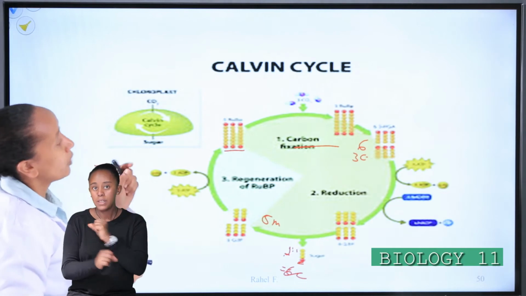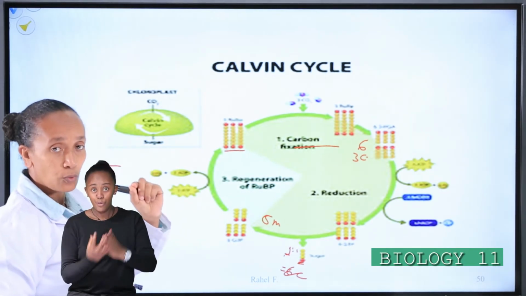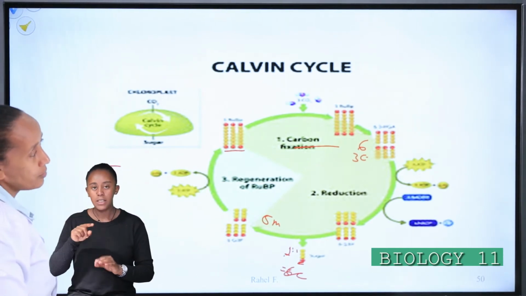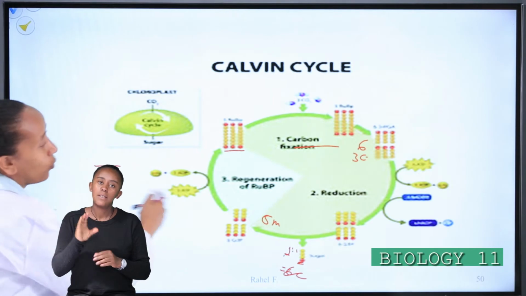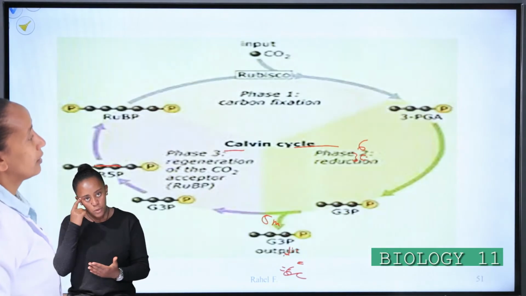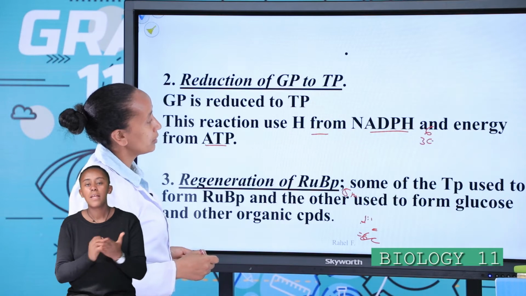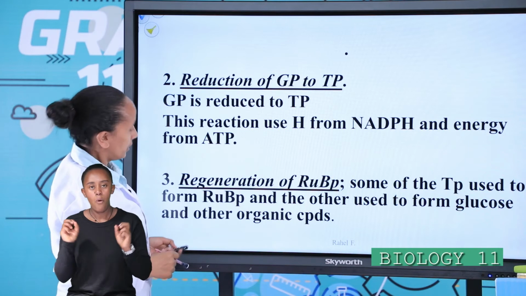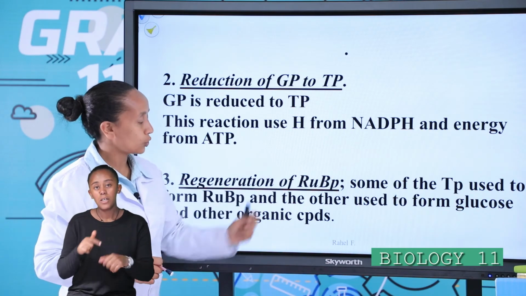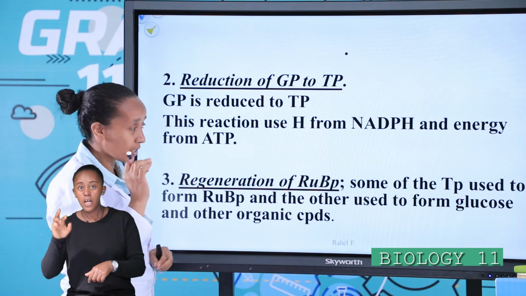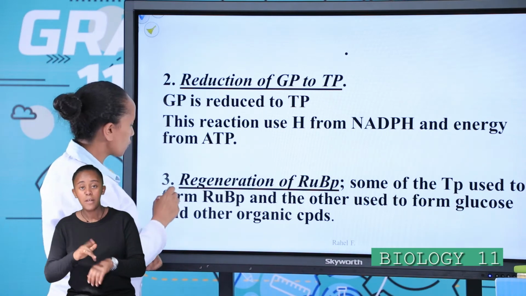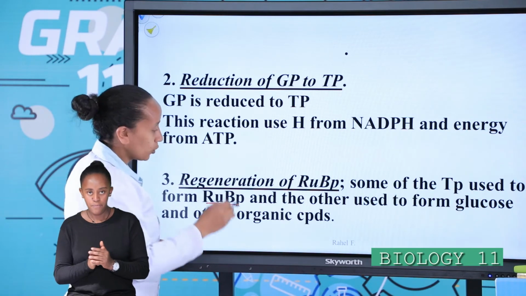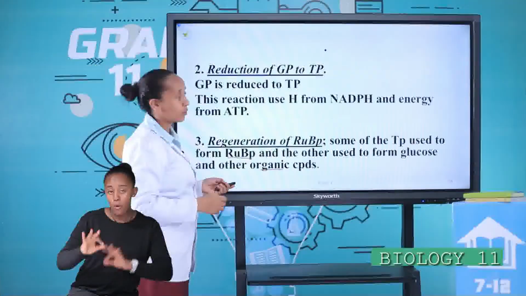That means in order to produce 1 glucose molecule, the Calvin cycle must undergo 2 times in cells. This is why we consider the cycle as taking the numbers double when we calculate the product. Okay, if this is so, during regeneration of ribulose bisphosphate, some of the triose phosphate (TP) is used to form ribulose bisphosphate, 5 molecules. The remaining 1 molecule is used to form organic compounds.